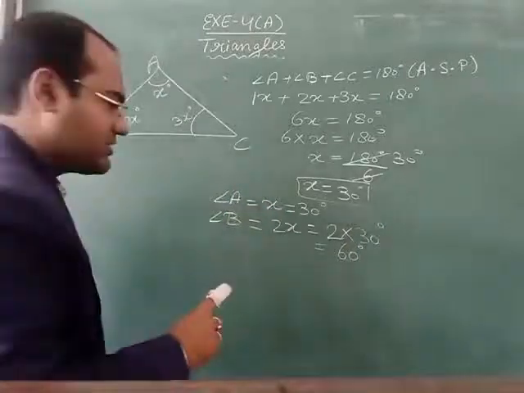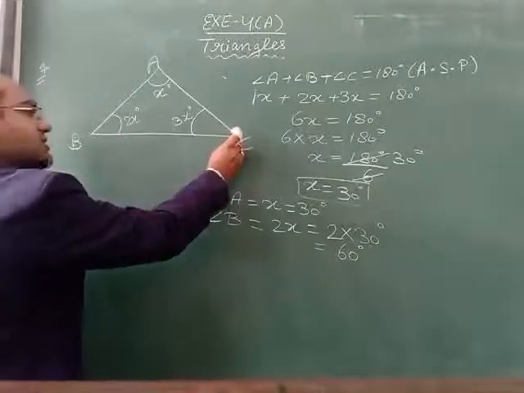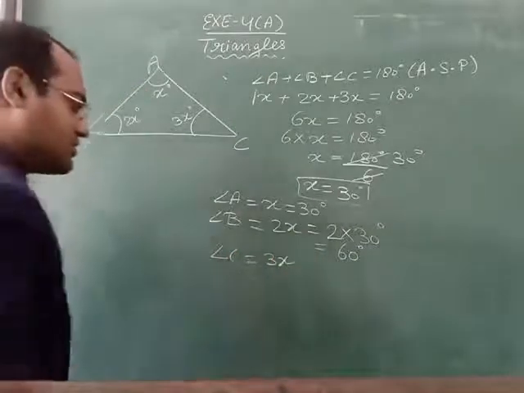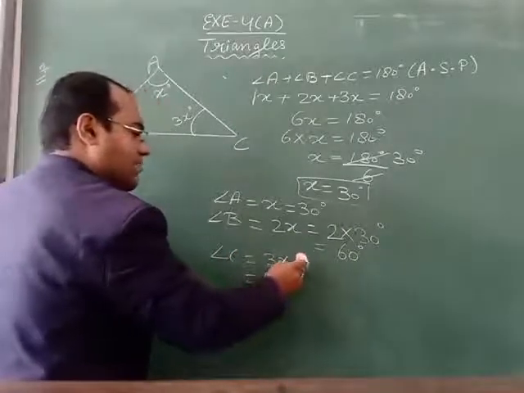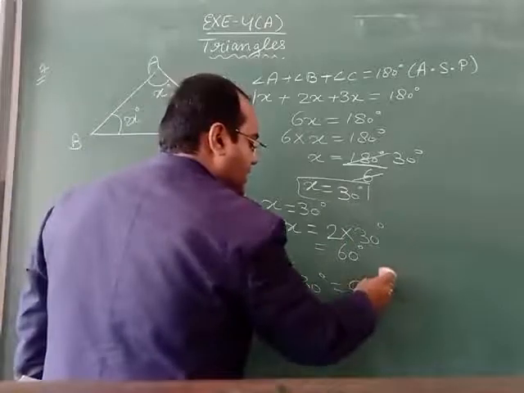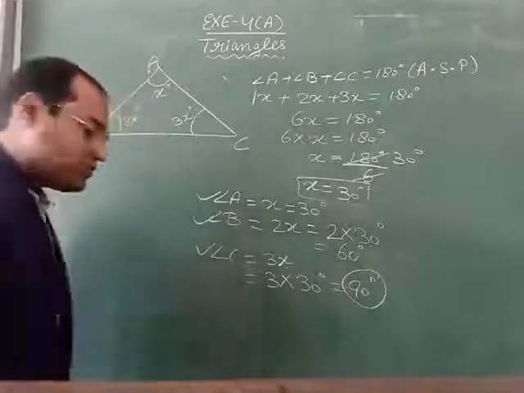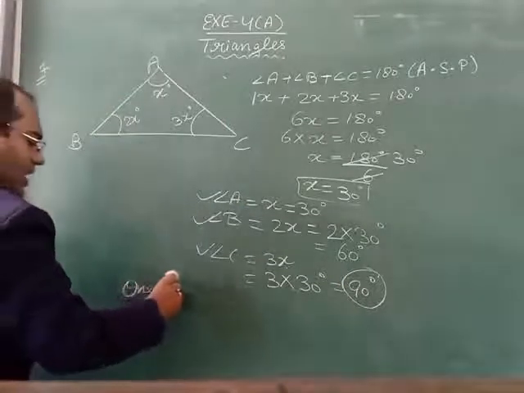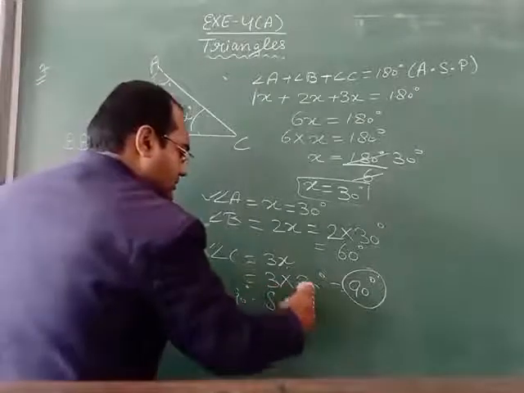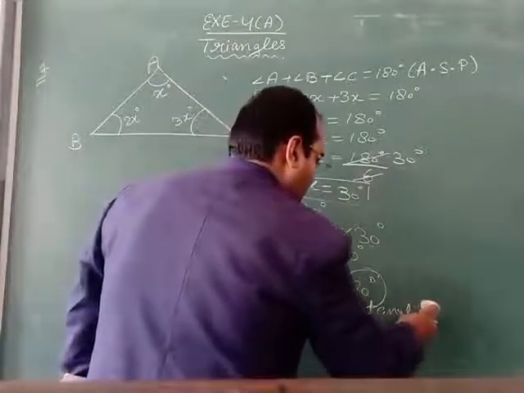So we have two angles now. Angle A is 30, angle B is 60. The third angle is C. Angle C is 3x. So 3 multiplied by the x value. The x value is 30. So 3 multiplied by 30, we will get 90 degrees. So out of these three angles, one angle is 90. So we will write one angle is 90 degrees. So it is a right angle triangle. So this triangle is a right angle triangle.